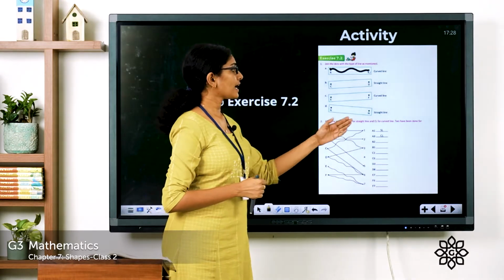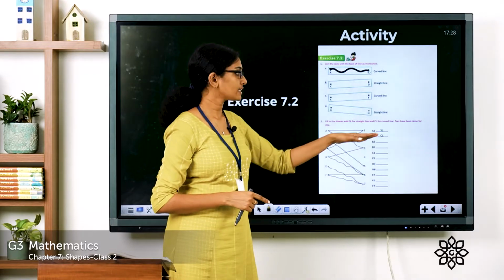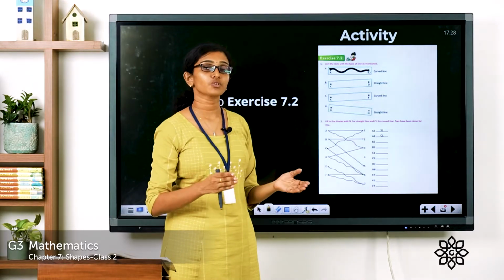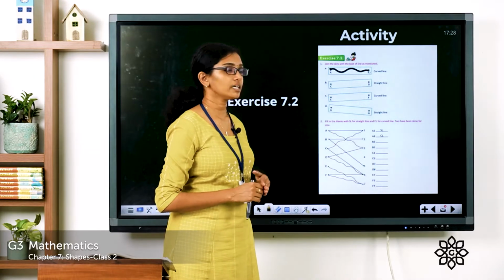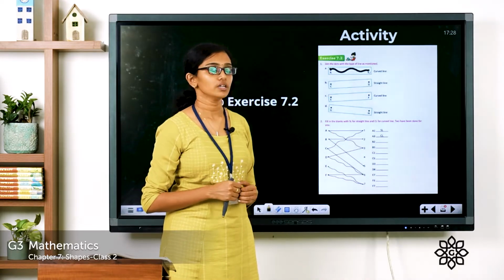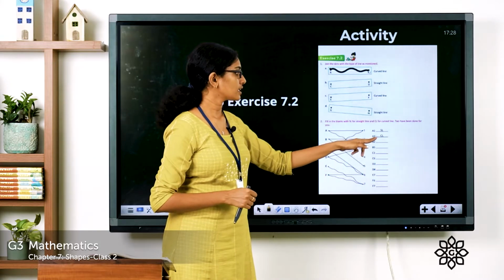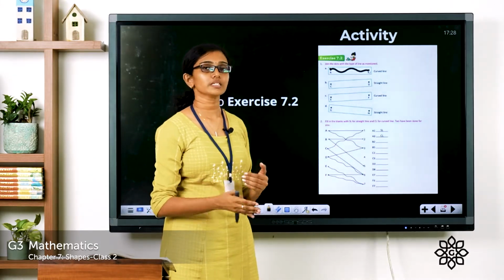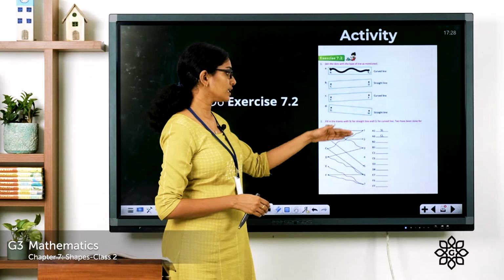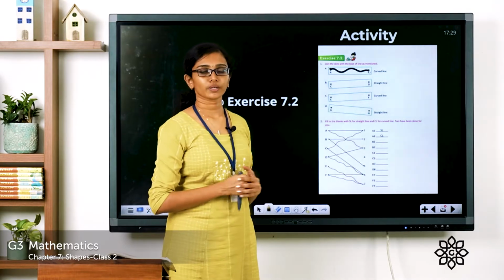So, the line A1 is a straight line, and there they have written SL, which represents straight line. And the points A and 3 are connected by a curved line. So, the line A3 is a curved line, and there it is written CL to represent it's a curved line. Similarly, you can complete the rest of the questions.